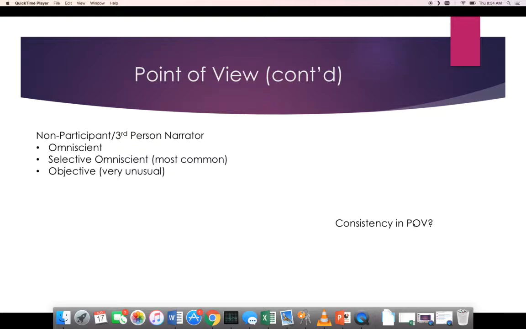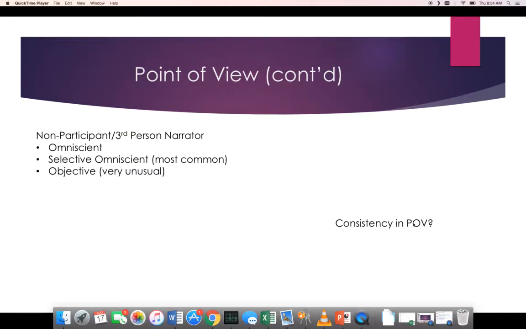The most famous example of this is a short story called The Lottery by Shirley Jackson, which you're welcome to check out. And it's really a good use of the objective narrator. But again, if you're going to do a third-person narrator, I highly recommend the selective omniscient, especially to get started, because it's the most common and it's probably the easiest to master of these three.